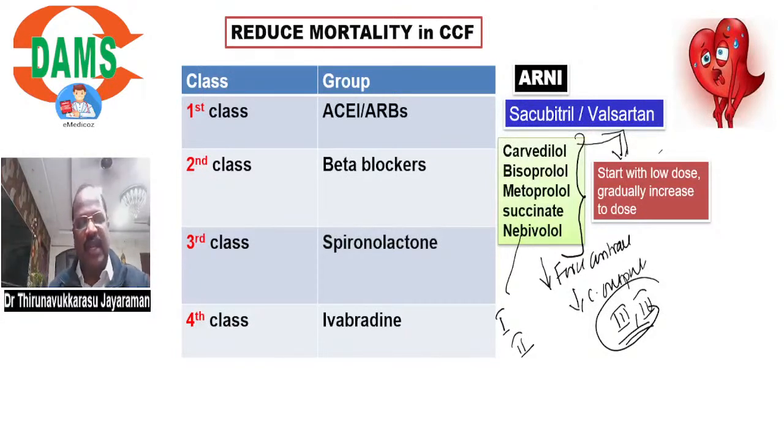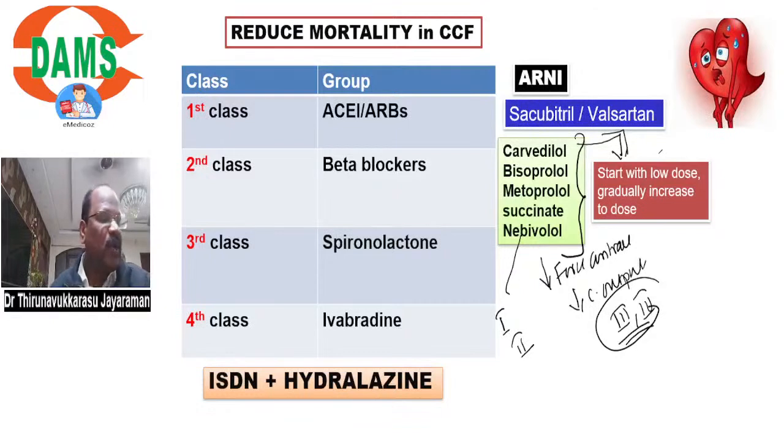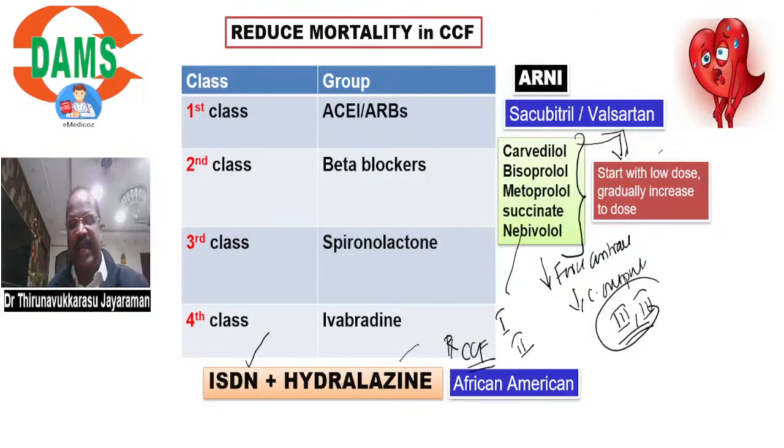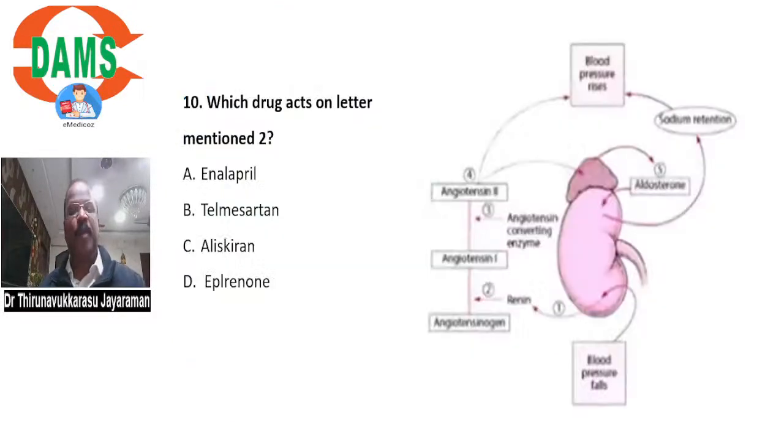Okay, now the last question, look at this. We have one thing called the combination of isosorbide dinitrate plus hydralazine. This combination is very useful for treatment of CCF, especially in the African American population. The combination of ISDN, isosorbide dinitrate, plus hydralazine is useful for treatment of heart failure in the African American population.